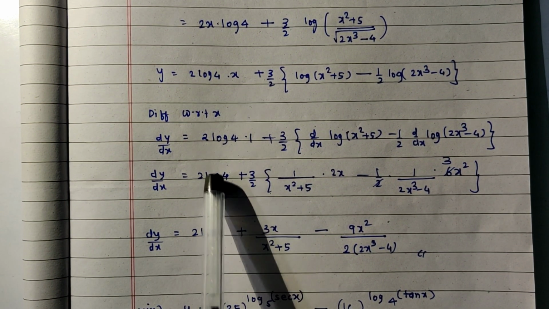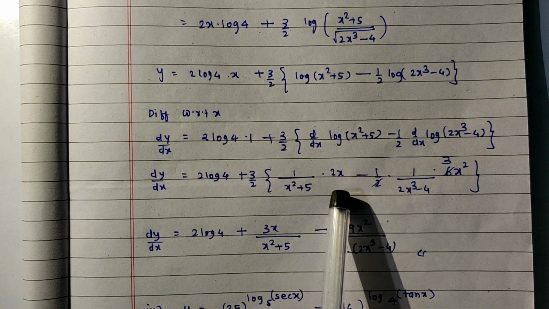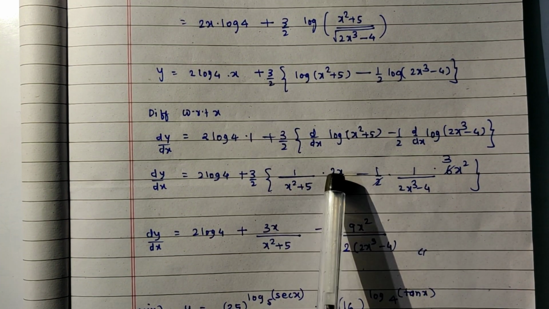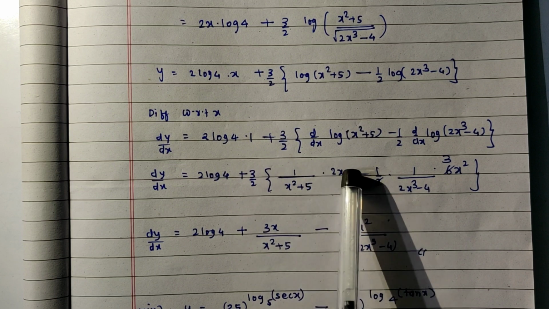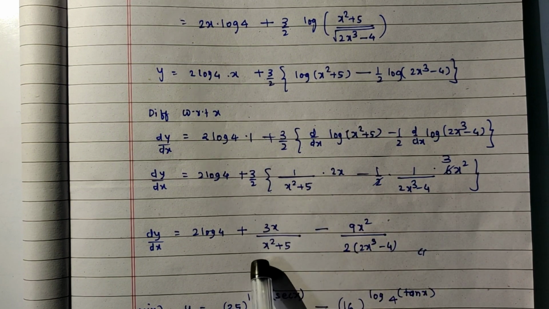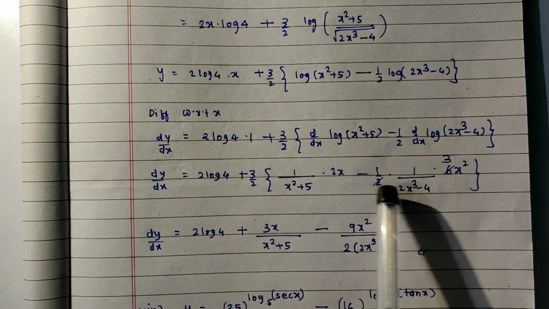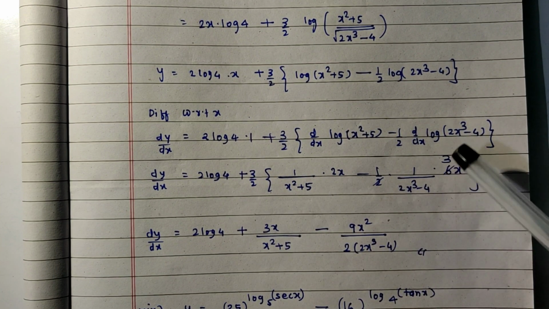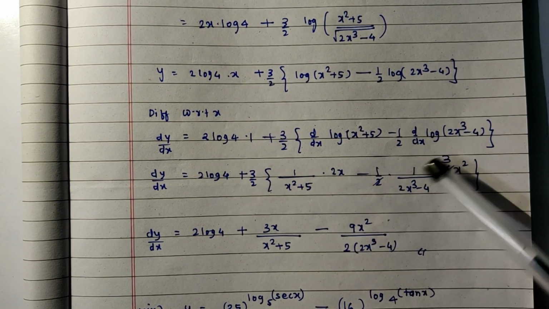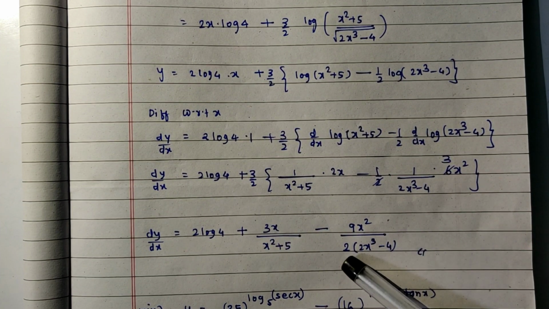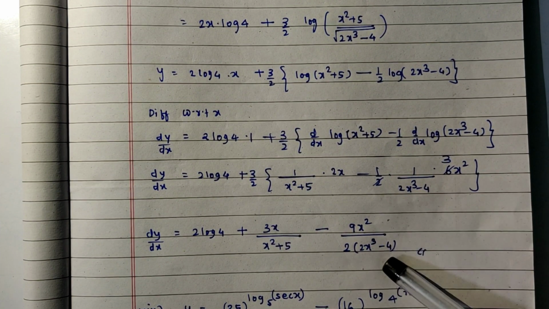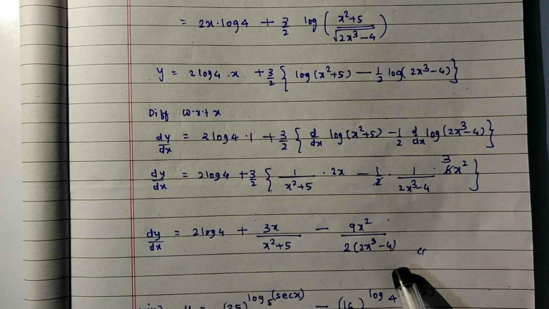2 log 4 as it is, 3 by 2 we take inside, this 2 is getting cancelled, numerator is 3x upon x square plus 5, minus 3 by 2 we multiply here, this 2 cancelled, here is 3x square and this 3 gives 9x square, denominator is 2x cube minus 4. This is the derivative.